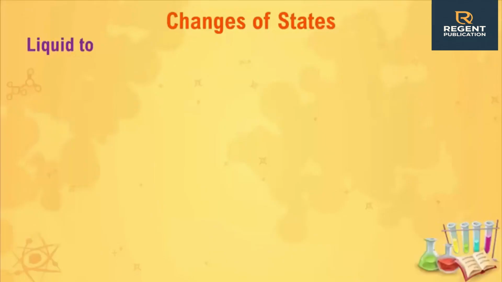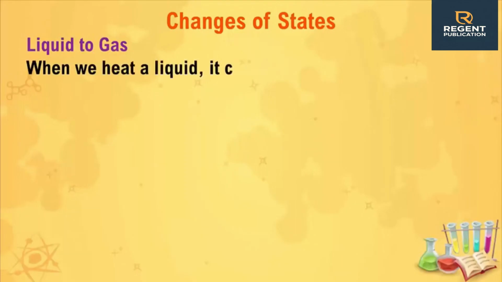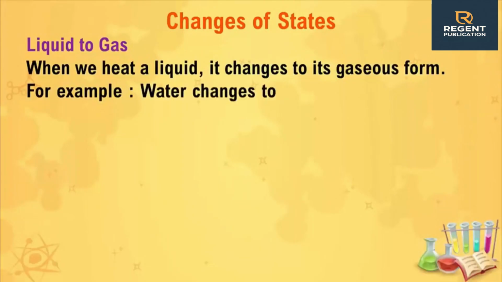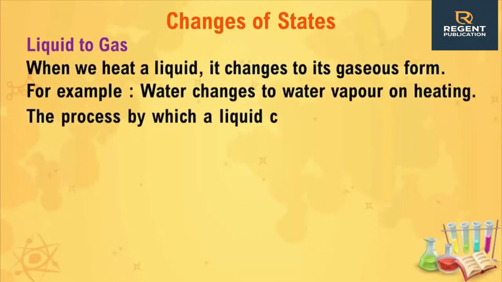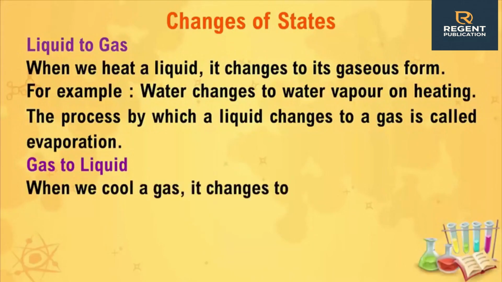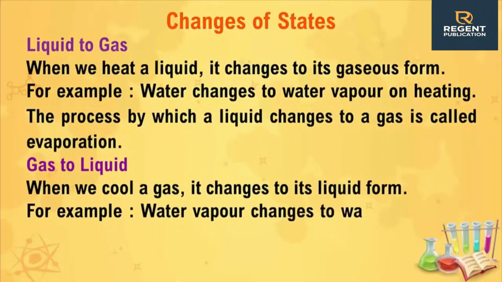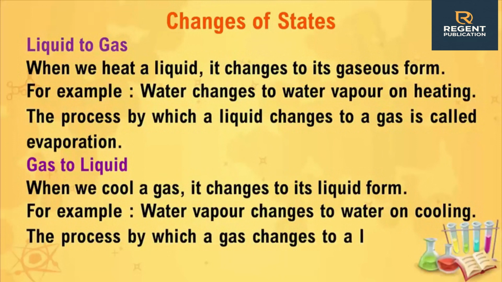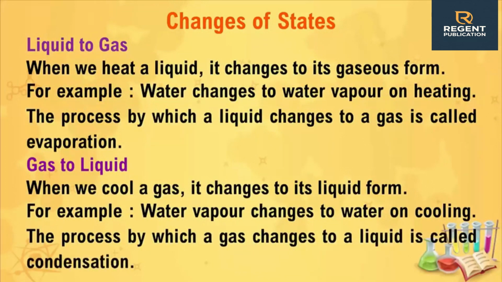Liquid to gas. When we heat a liquid, it changes to its gaseous form. For example, water changes to water vapor on heating. The process by which a liquid changes to a gas is called evaporation. Gas to liquid. When we cool a gas, it changes to its liquid form. For example, water vapor changes to water on cooling.